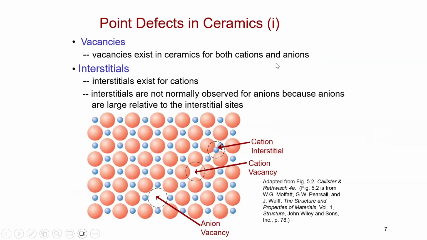Okay, now let's see the defects in the ceramic. So ceramic has two components, isn't it? Mostly a cation and an anion. So ceramics have ionic bonds. So some elements give electrons, and some elements accept electrons. So they have cations and anions. Anions means the negative ions. Cations are the positive ions.